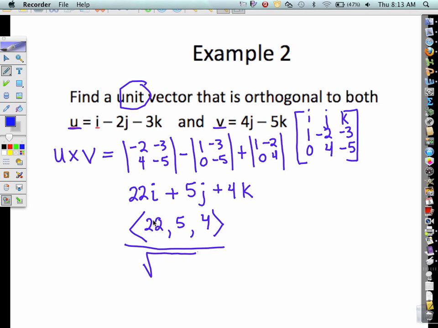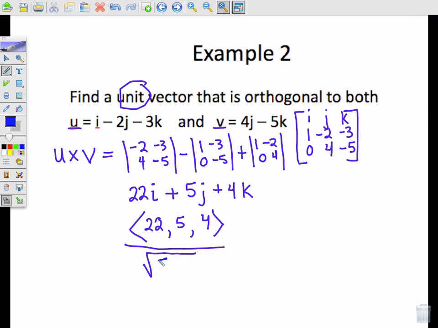the square root of 22 squared, which would be 484, plus 25 plus 16. That's 525. Just doing the magnitude here. The 525 also can be written as, if we divide by 25, it would be 5 square roots of 21.